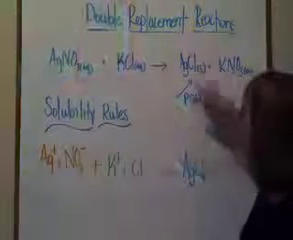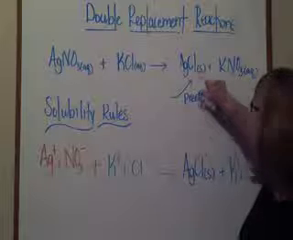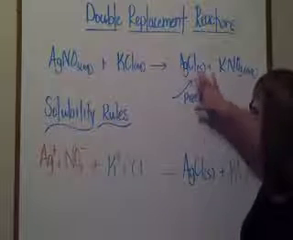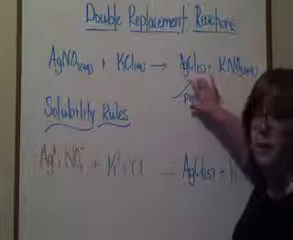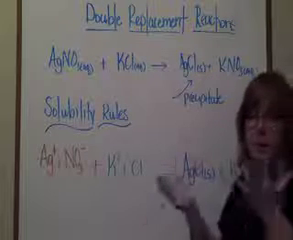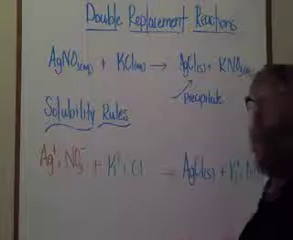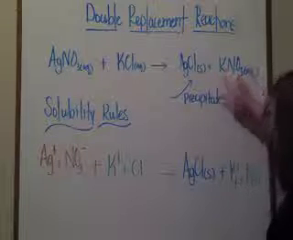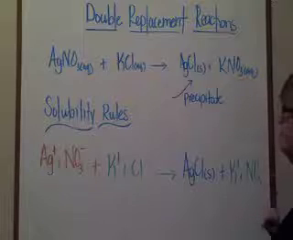And so to show that it is a precipitate, we write the letter S for a solid. And so this is no longer in solution. It would form this really pretty white precipitate that would fall to the bottom of your test tube. And then you have the aqueous potassium nitrate still floating around in solution.